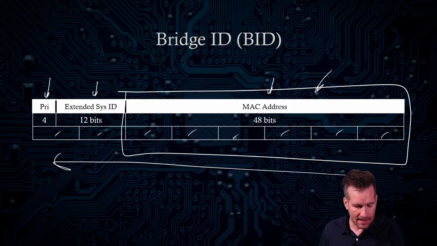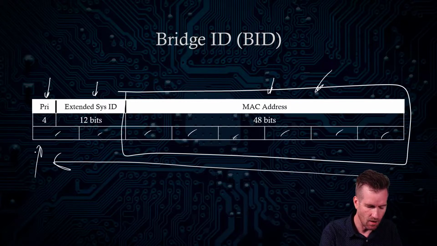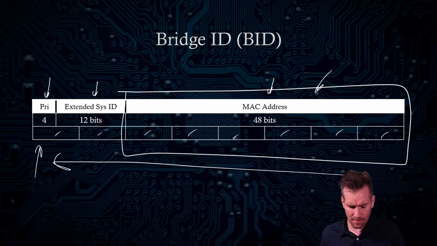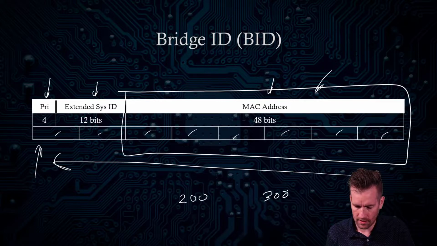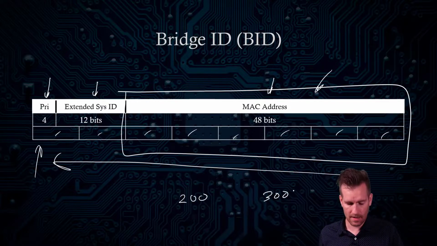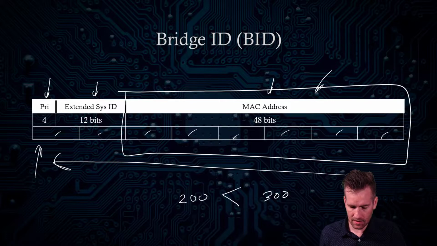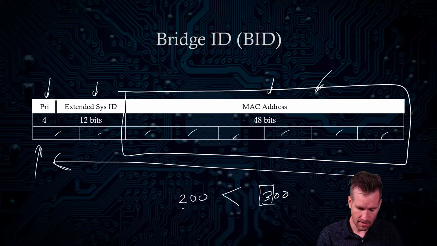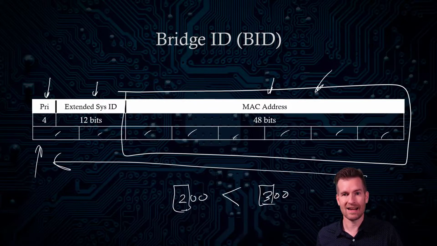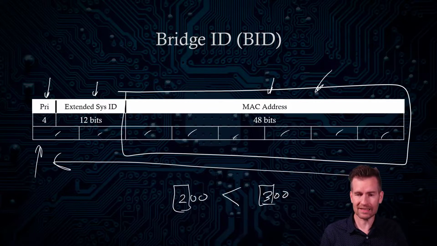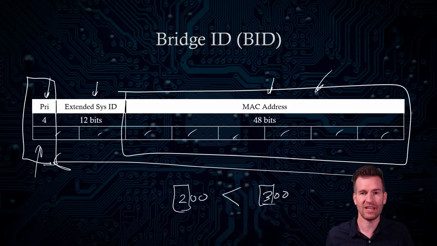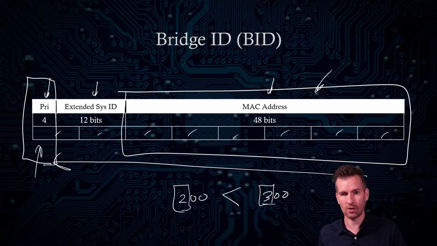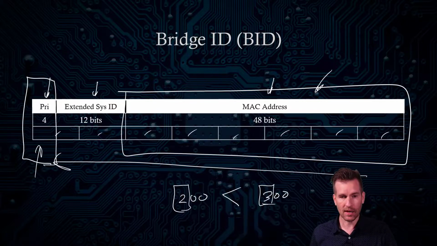So when I say that the most significant bits are over here on the left-hand side, it's the same thing as if I'm comparing 200 to 300, what is the bigger number? We see that the bigger number is this 300, and that's because the 3 is larger than the 2. That is the most significant digit. So the most significant bits of this bridge ID are sitting all the way to the left-hand side, which is our priority right there. So we have our priority.